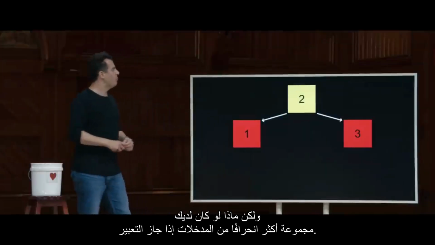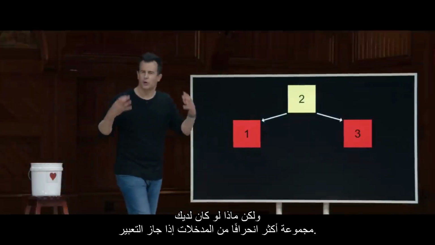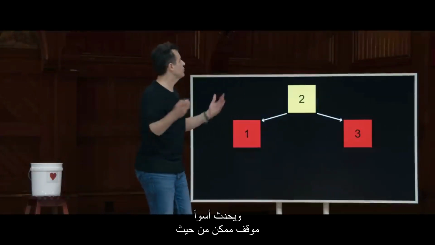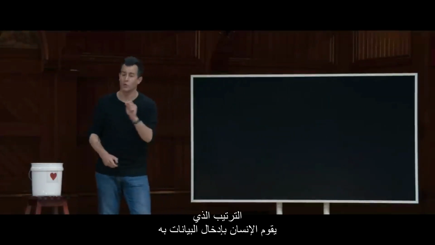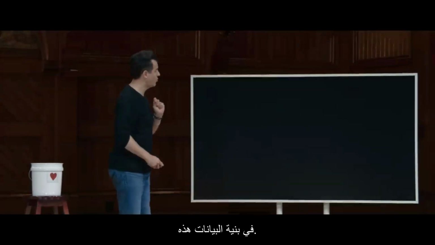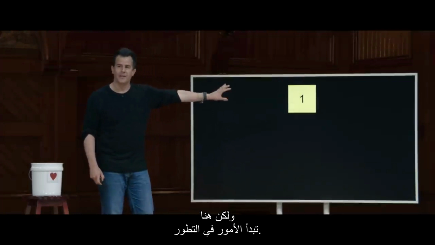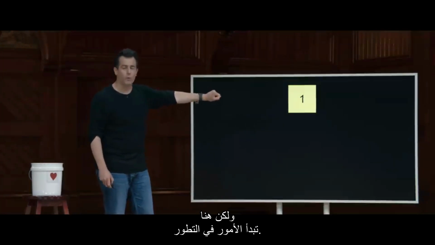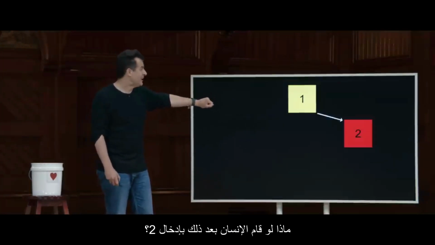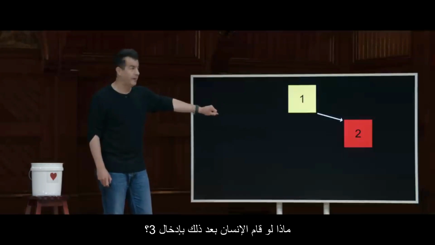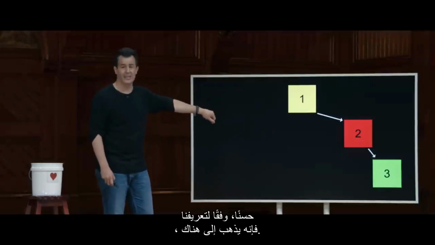But what if you have a more perverse set of inputs, so to speak? You're not lucky, and a worst possible situation happens in terms of the order in which the human is inputting data into this data structure. What if the human inserts 1 first? OK, well, it goes as the root of the tree. But here's where things start to devolve. What if the human then inserts 2? OK, it goes there. What if the human then inserts 3? Well, according to our definition, it goes there.